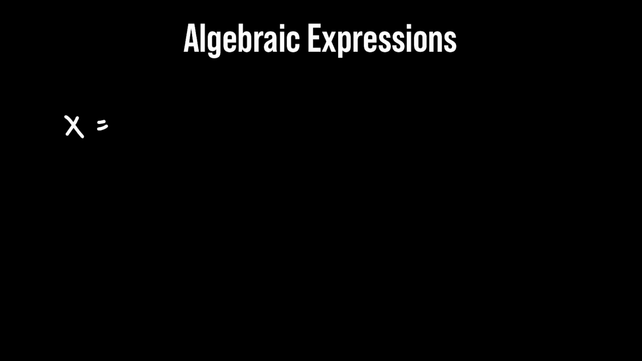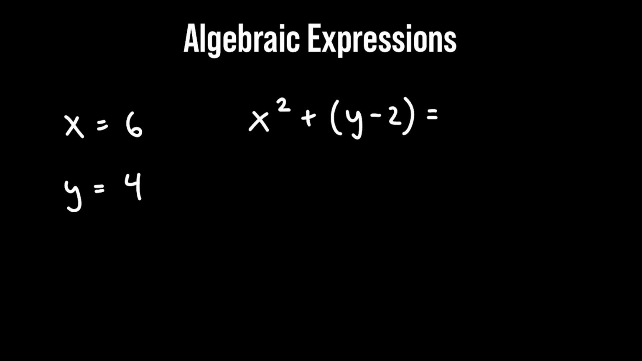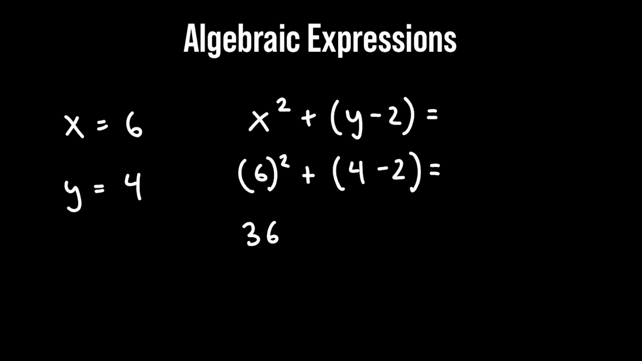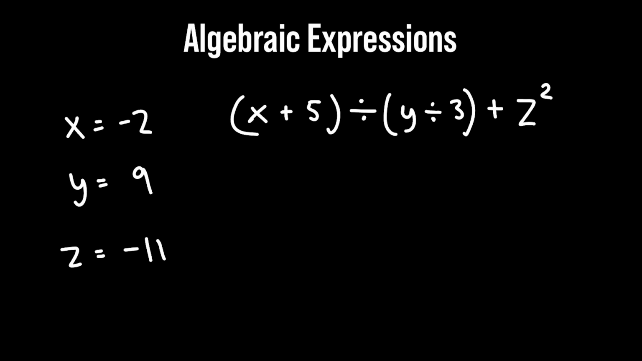Now let's use x and y. So x, let's say it's 6, and y, let's say it's 4. So let's solve this equation. We know x is 6, so let's replace x with 6 here. And we know y is 4, so let's replace the y with the 4. And now we can solve it. 6 times 6 is 36, plus 4 minus 2 is 2, and our answer is going to be 38. Pretty simple.